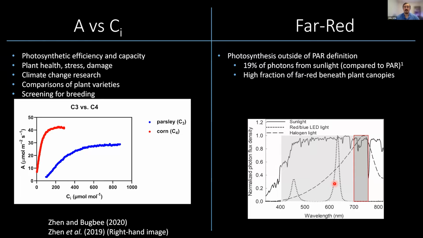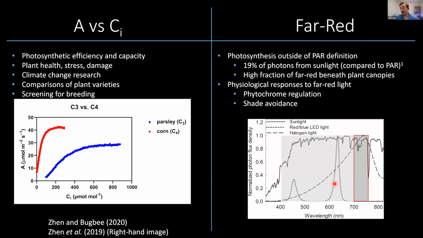So as I said, 19% of these photons, and we have a higher fraction of this far red beneath plant canopies, which I'll talk about in a little bit. But there are many different responses to this far red light besides just driving photosynthesis. It can include phytochrome regulation, different shade avoidance responses, where we think about stem elongation or leaf expansion, and photomorphogenesis, basically affecting the morphology of the plant when exposed to far red light. Far red light is very important at the end of day for many fruit-bearing species to induce flower initiation.